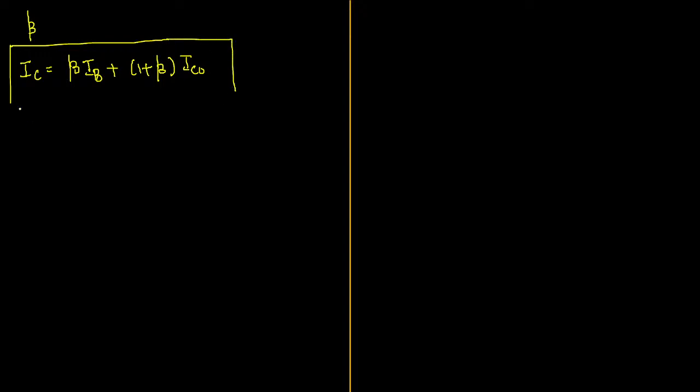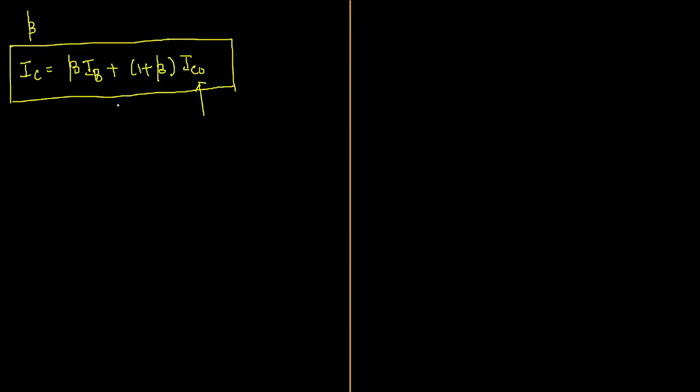Suppose you want to write it in terms of beta. Then collector current will become beta times base current, plus 1 plus beta times the reverse saturation current. That is the most important relation that will often be asked in your examination. Just do remember this, because in the examination most of the time the question is repeatedly asked only with the help of this relation.